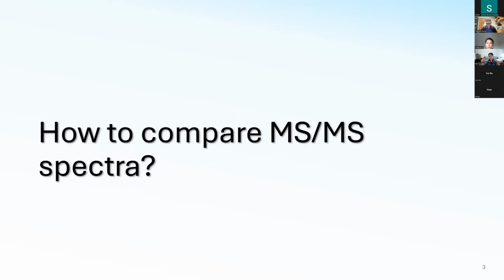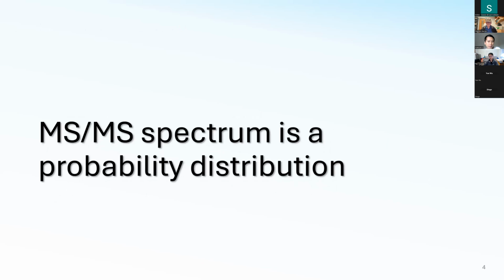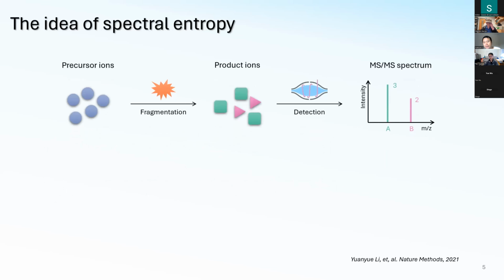And then the first question is how to compare the MS spectrum. We believe an MS spectrum is a probability distribution. For example, let's go back to this example. In this case, we can say we have a 60% chance to get the green product ion and a 40% chance to get the pink ions, right?